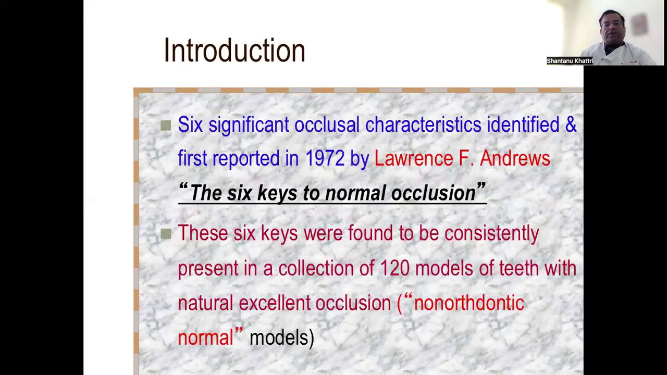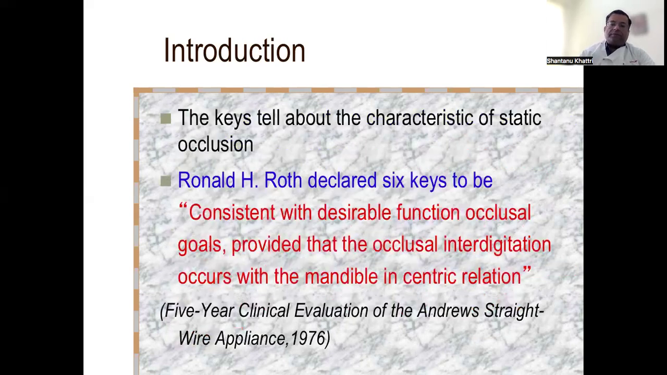Six significant occlusal characteristics were identified and first reported in 1972 by Lawrence F. Andrews. So he gave the term the 6 keys to normal occlusion. These 6 keys were found to be consistently present in a collection of 120 models of teeth with natural excellent occlusion, who had gone through no orthodontic treatment. So basically he collected 120 models of non-orthodontically treated teeth, and he evaluated them to arrive at his 6 keys to normal occlusion.